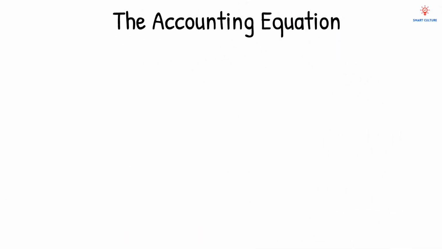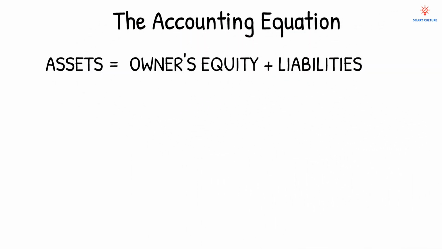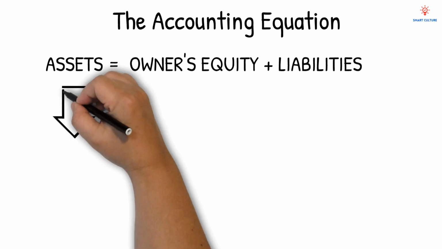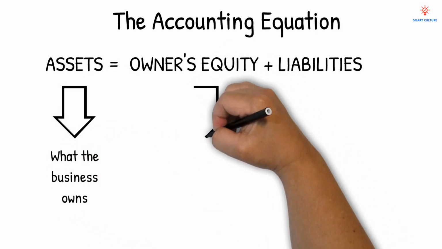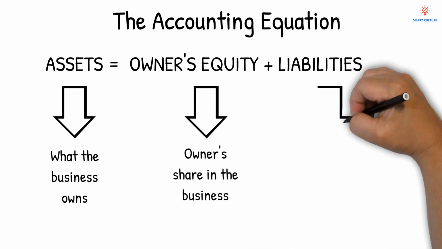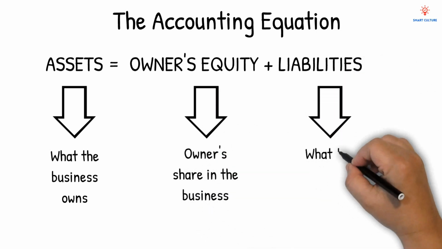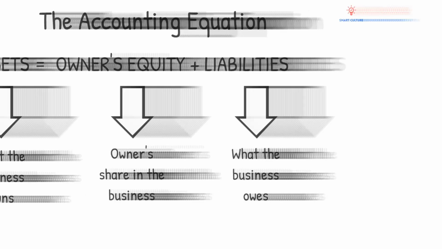The accounting equation is a simple but powerful formula. It looks like this. Assets equals owner's equity plus liabilities. Assets are things the business owns, like money or equipment. Owner's equity is the value the owner has in the business, and liabilities are debts or money the business still owes. Every time a payment is made, this equation has to stay in balance.